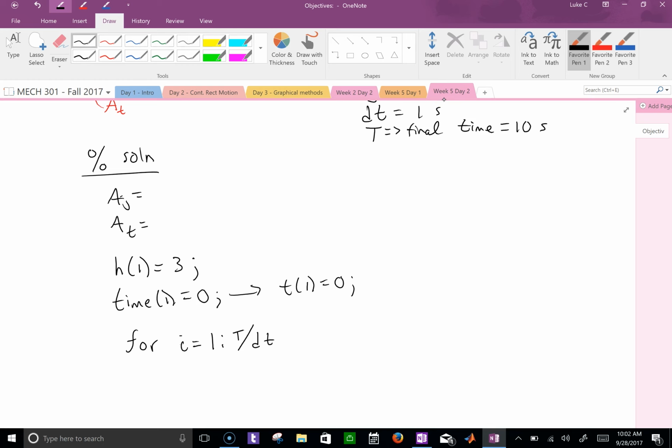You could do 1 colon dt colon t if you wanted to as well, right? No, because for loops have to do whole numbers. You can't do this, because it'll give an error if dt is less than 1, say it's 0.1. Anytime you do a for loop, you have to have whole numbers. You can't have decimals. You can't have less than 1. It has to be 1, 2, 3, 4. That's how the loop works.